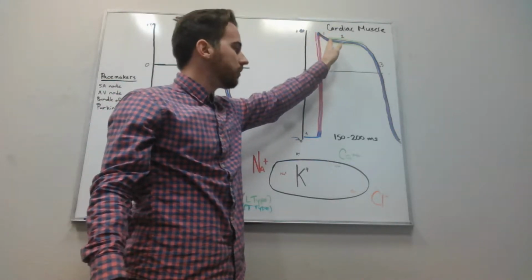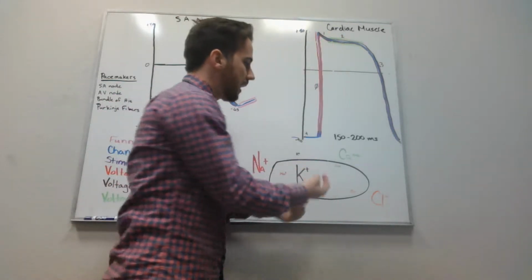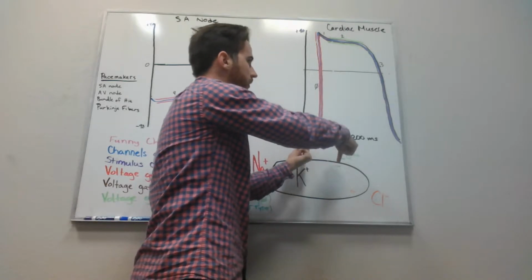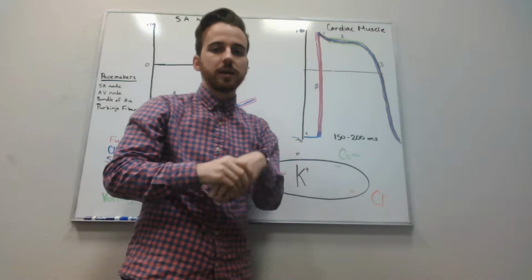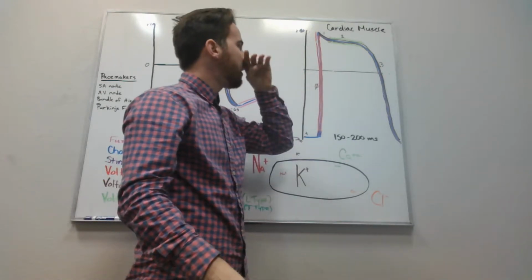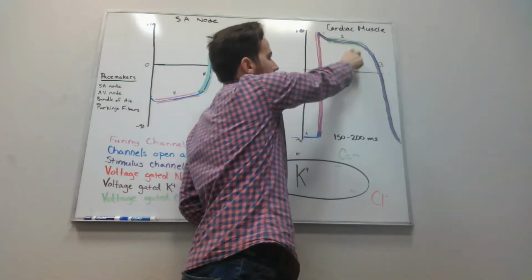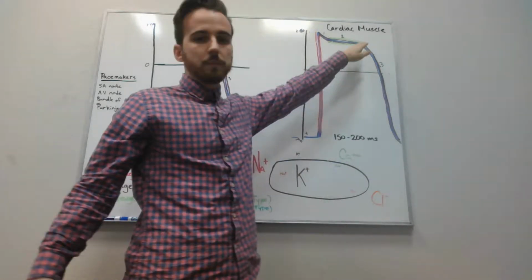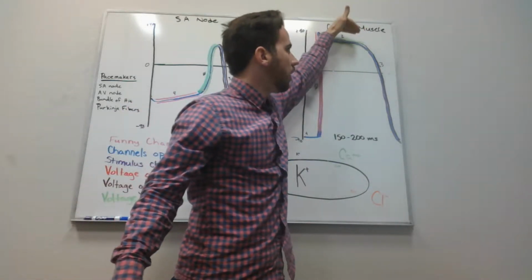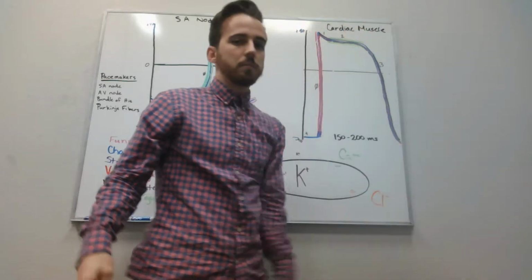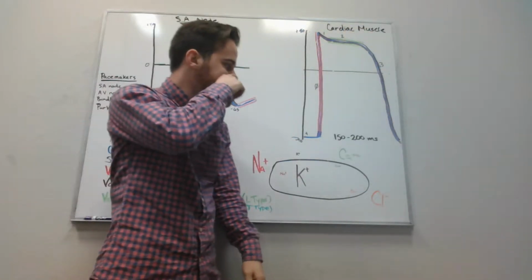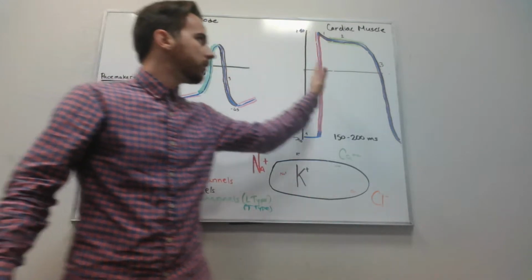Finally, our calcium channels open. Calcium's going to flood in while potassium's flooding out. They oppose each other, so we get really no net flux of positive ions, which is what gives us this plateau. The calcium channels will then be inactivated, and our potassium channels take us the rest of the way back to resting membrane potential. Okay, so that's the cardiac muscle.